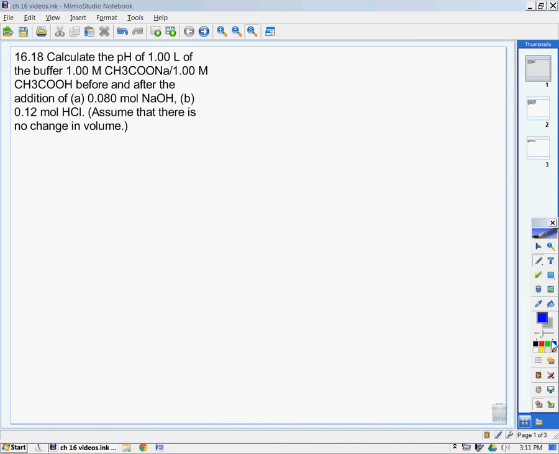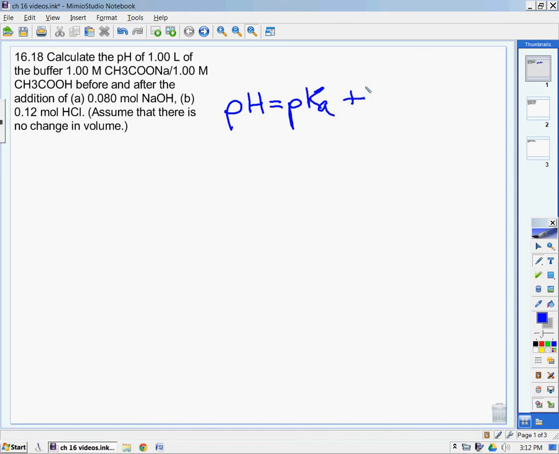Anyway, this problem involves a buffered solution, number 18. So you're probably going to want to think about the Henderson-Hasselbalch equation, which is pH is equal to pKa plus log of the conjugate base over the concentration of the acid.